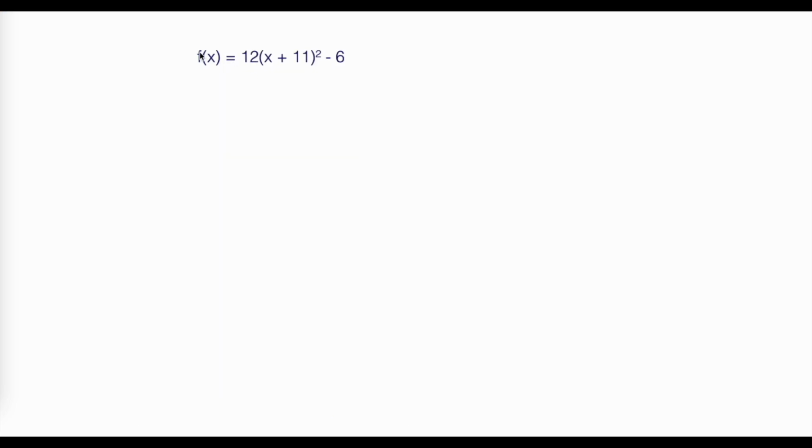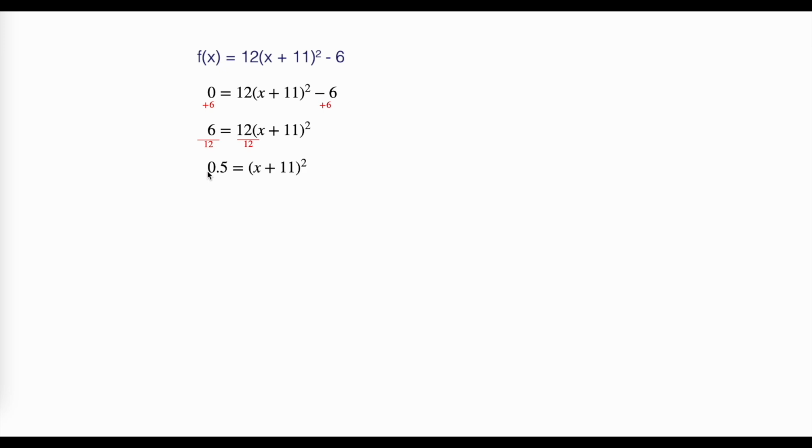Here's our function. We're going to set the y to 0. That gives us 0 is equal to 12 times, open bracket, x plus 11 all squared, minus 6. I want to get rid of the minus 6. I'm going to add 6 to both sides. That gives us 6 is equal to 12 times x plus 11 squared. I want to get rid of the 12. It's multiplying the bracket, so I'm going to divide both sides by 12.